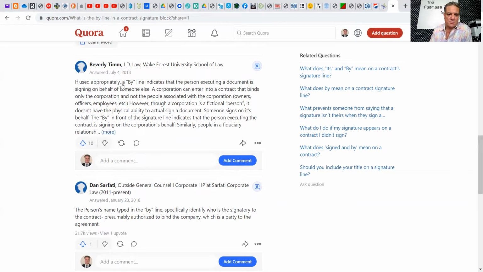Okay. If used appropriately, a byline indicates that the person executing a document is signing on behalf of someone else. You wouldn't be signing on behalf of your artificial person or your straw man or your corporation, would you? Maybe, probably. A corporation can either enter into contract that binds only the corporation and not the people associated with the corporation, owners, officers, employees, etc. However, though a corporation is a fictional person, it doesn't have the physical ability to actually sign a document.